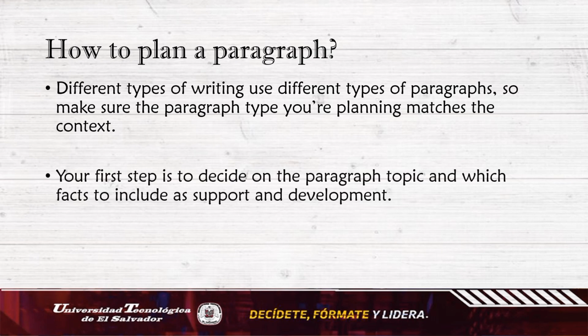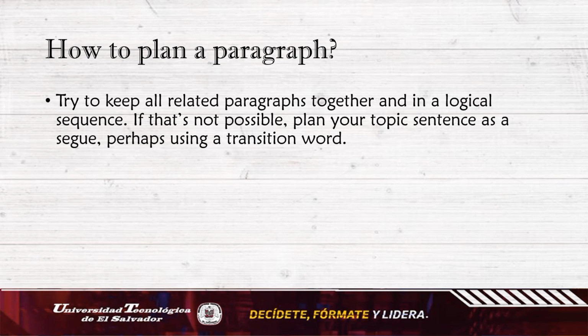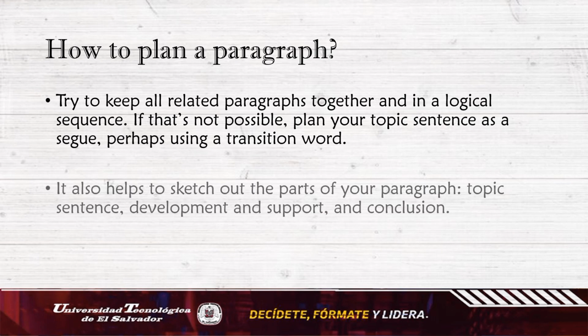If not, your first step is to decide on the paragraph topic and which facts to include as support and development. Keep in mind what comes before and after the paragraph so you can plan the right topic for the flow of your writing. It's jarring for the reader when the author jumps wildly from one topic to the next, so try to keep all related paragraphs together and in a logical sequence. If that's not possible, plan your topic sentence as a segue, perhaps using a transition word.